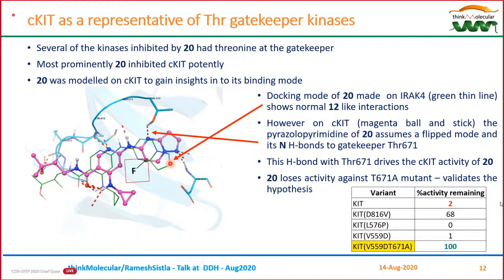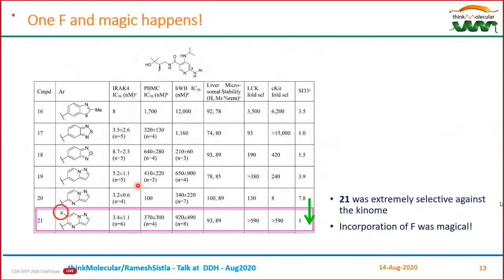So then what to do? Okay. Again, our very enterprising chemistry colleagues came up with this compound, the fluorinated version of this. Okay, and what happened when we had that fluorine? So that pretty much brings me to the title of this talk. Okay, one fluorine and then magic happens.